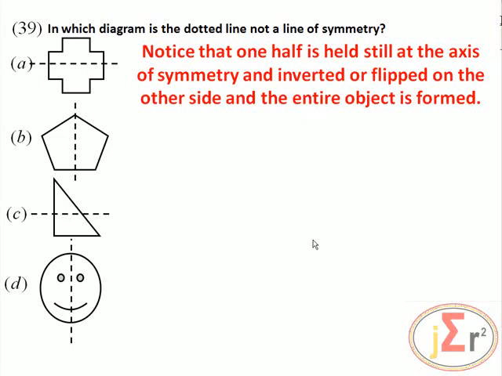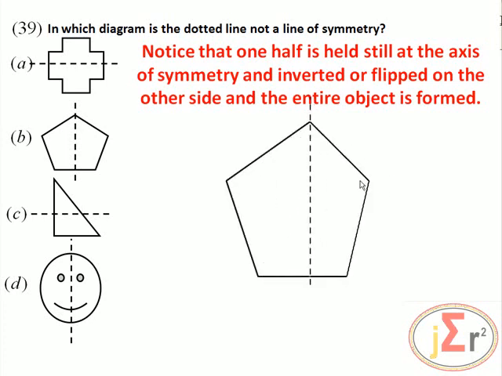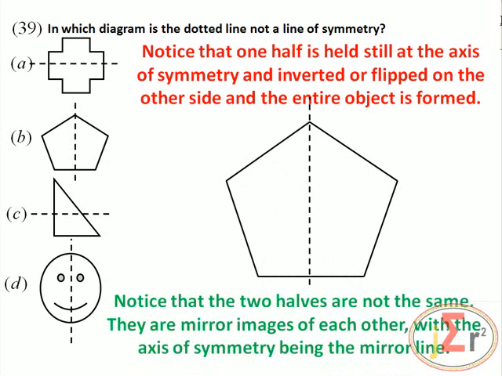The entire object may be formed by taking one half and reflecting it in the line of symmetry. Notice that the two halves are not the same. They are mirror images of each other, with the axis of symmetry being the mirror line. So these two halves are mirror images of each other, and the axis of symmetry is the mirror line.